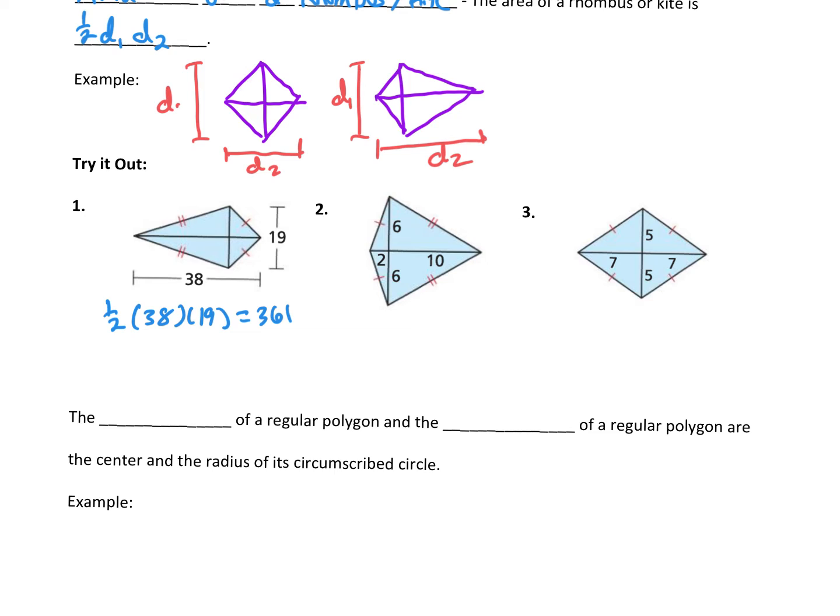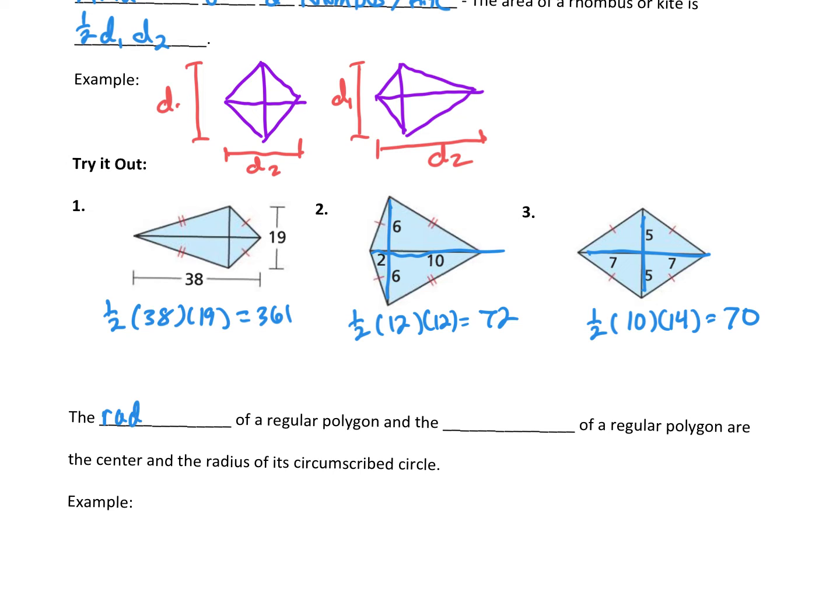This is another kite, so this is 1/2 12 times 12, which is 72. And then this one is also 1/2. The entire distance here is 12. This is 12. This is 10, and this is 14. So 10 times 14 gives us 70. Remember, you gotta add the little segments.